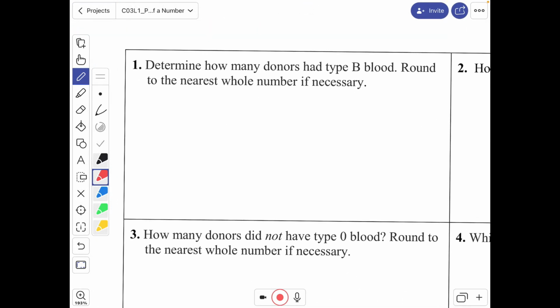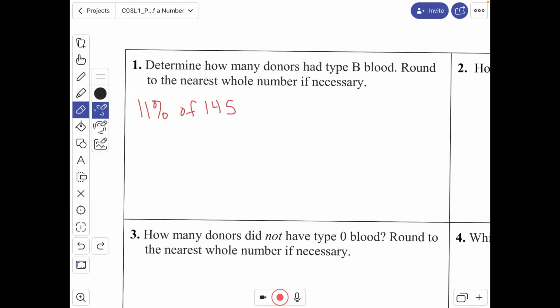Let's look at number 1. It says to determine how many donors had type B blood, round to the nearest whole number. Anytime we're dealing with people or animals, we usually round to the whole number because we don't want to have a part of a living thing. So how many donors had type B? That would be 11%. So it's 11% of 145. That means 11% times 145. So 145, and what would 11% be as a decimal?